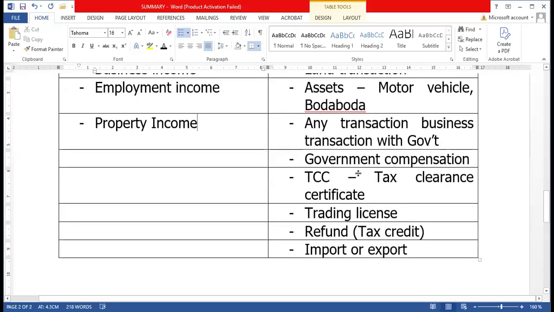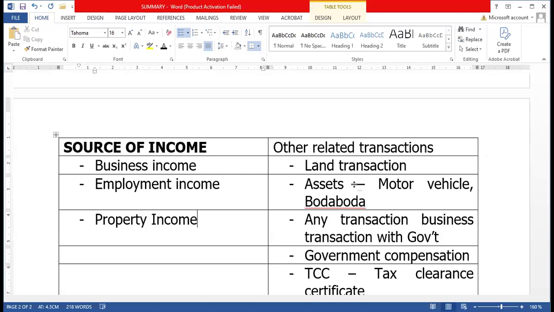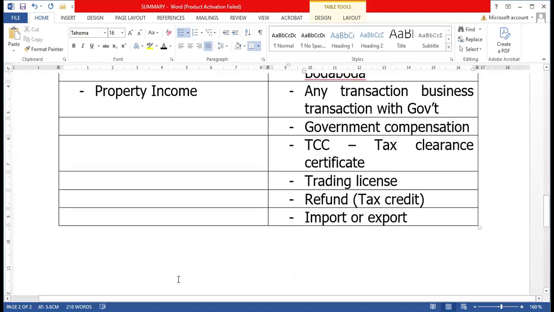Land: if it is about the transfer of a land title, you're transferring that asset into your names, you need a TIN. You want to transact with government, you need a TIN. Okay, among others.